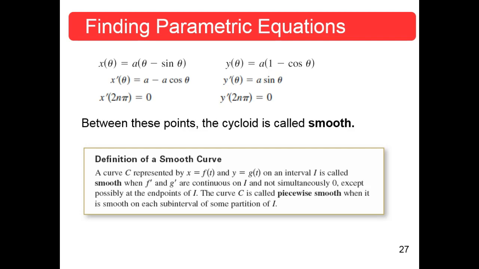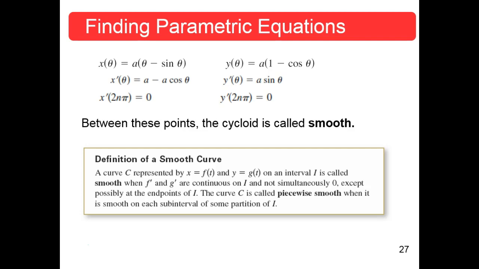The parametric equations have that. Now, between those points, the cycloid is smooth. At the points, it's undefined. Here's the definition of a smooth curve. We say it's smooth, and here's what we mean.